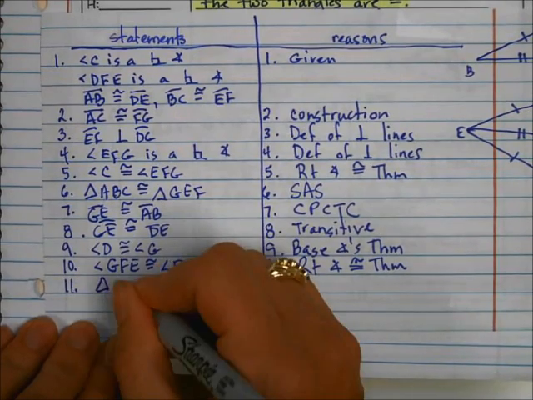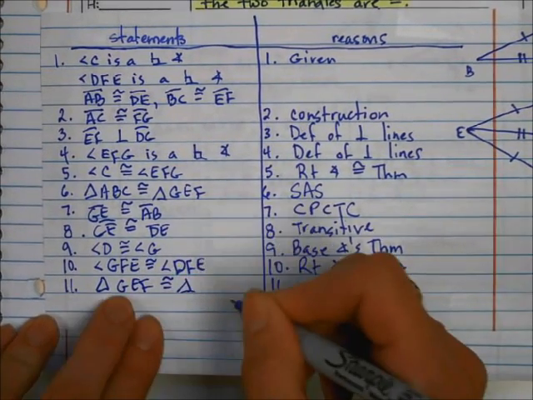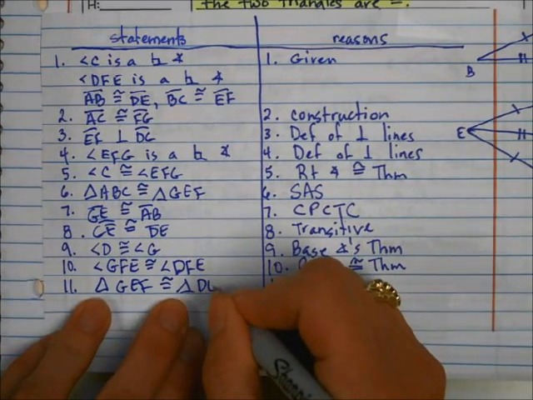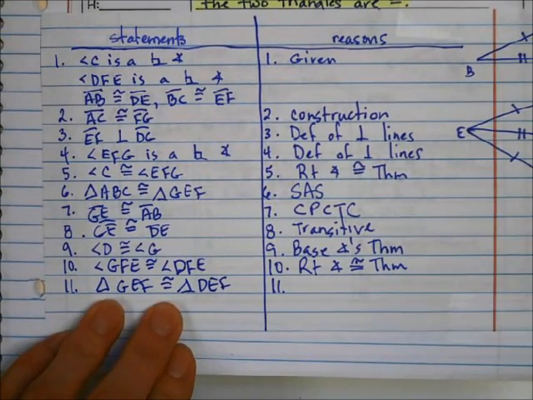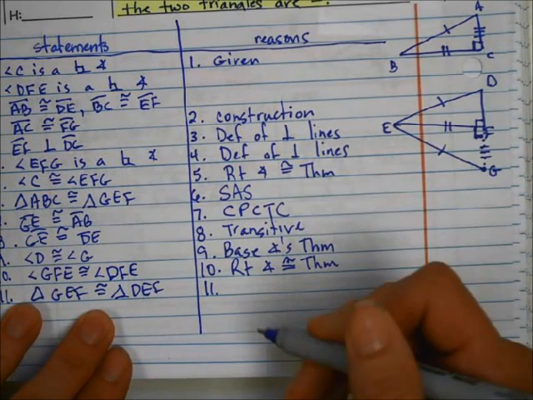So triangle GEF has to be congruent to triangle DEF. GEF, that's this one, has to be congruent to this triangle. These two triangles right here, I'm sorry, you can't see that very well. These two triangles right here have to be congruent. No doubt about it.